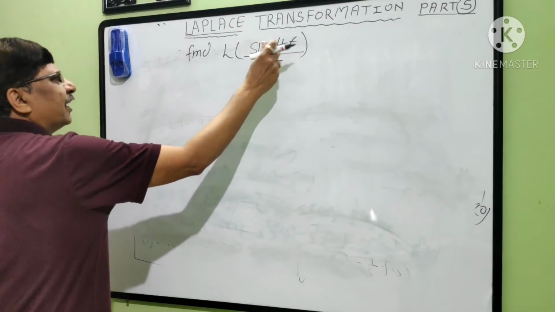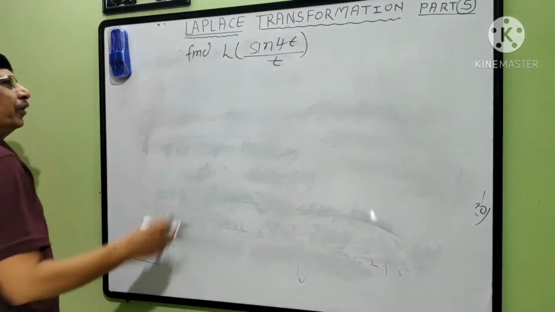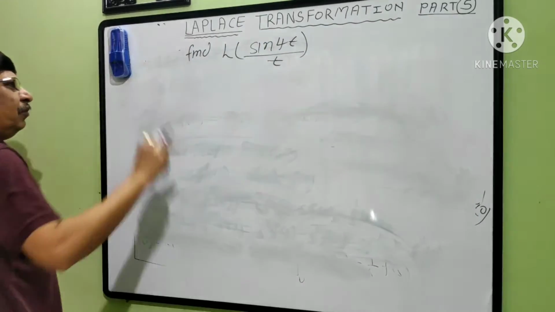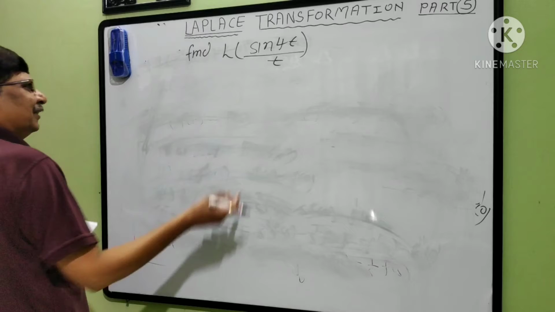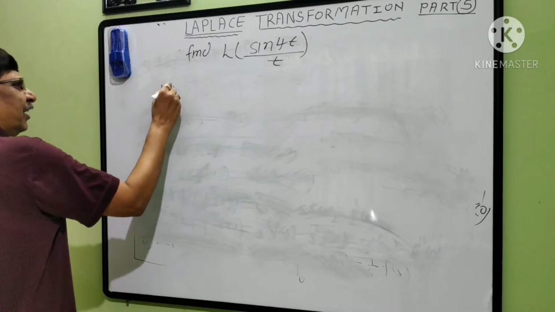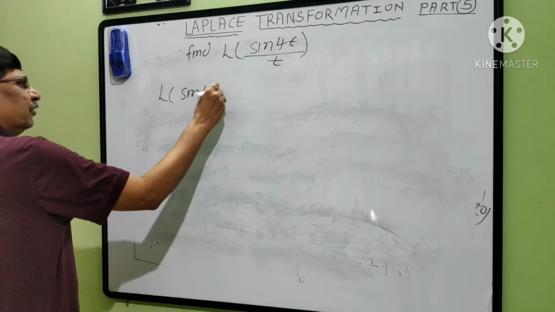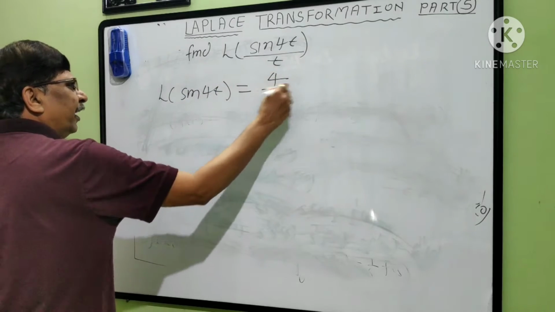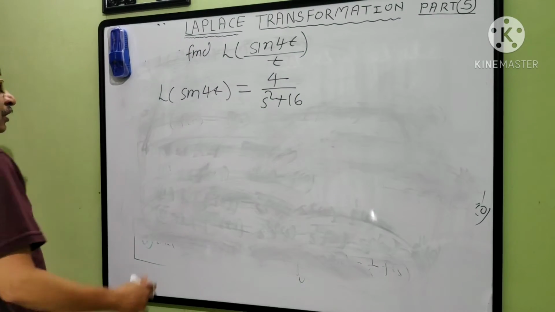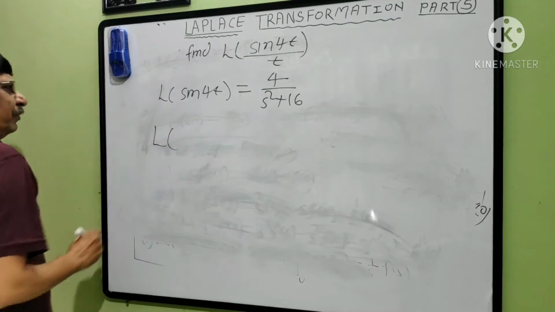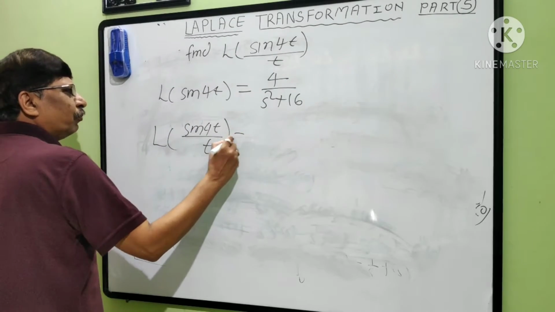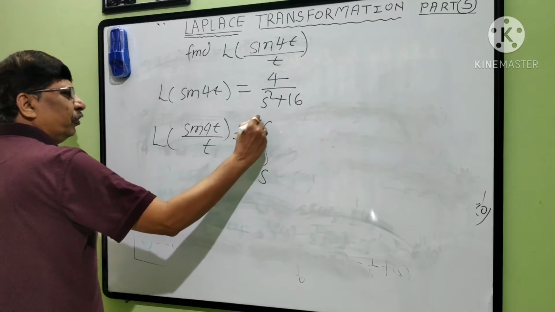Now you know the Laplace transformation of sin 4t. From that you can find the Laplace transformation of upon t. Upon t means find integration; into t means find derivative. Now we know the Laplace transformation of sin 4t is 4 upon s square plus 16. This formula you know: a upon s square plus a square. But I want to find the Laplace transformation of sin 4t upon t. Upon t means you have to find the integration from s to infinity.